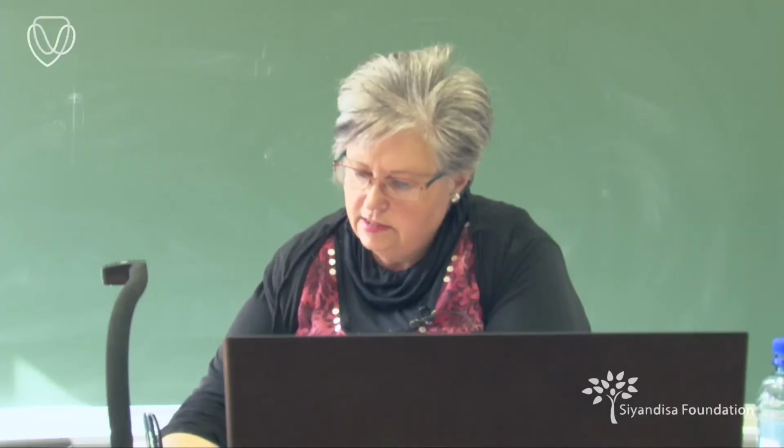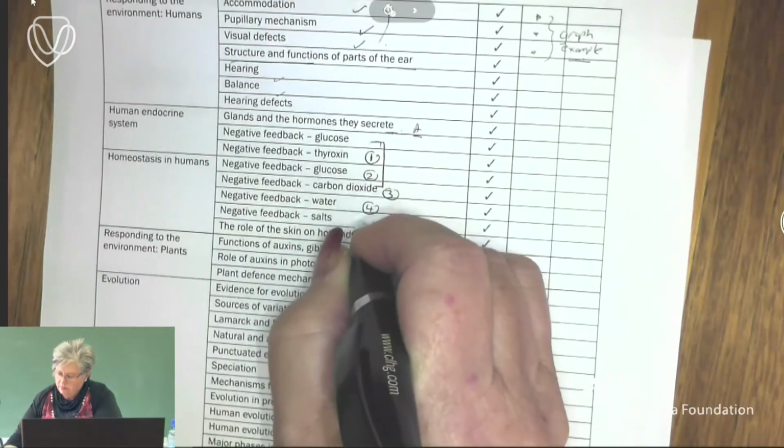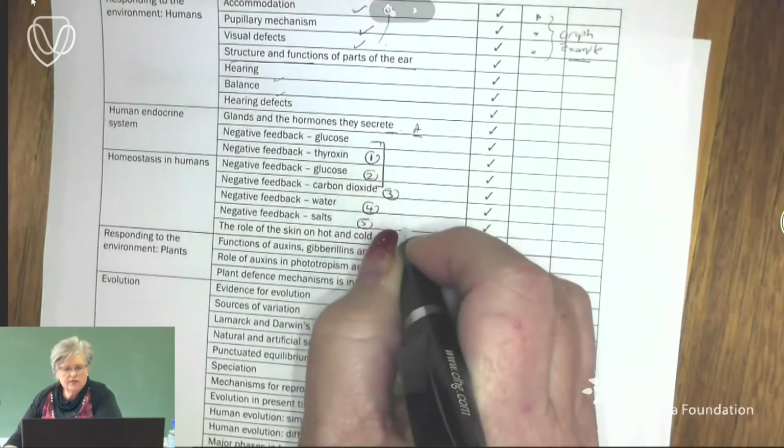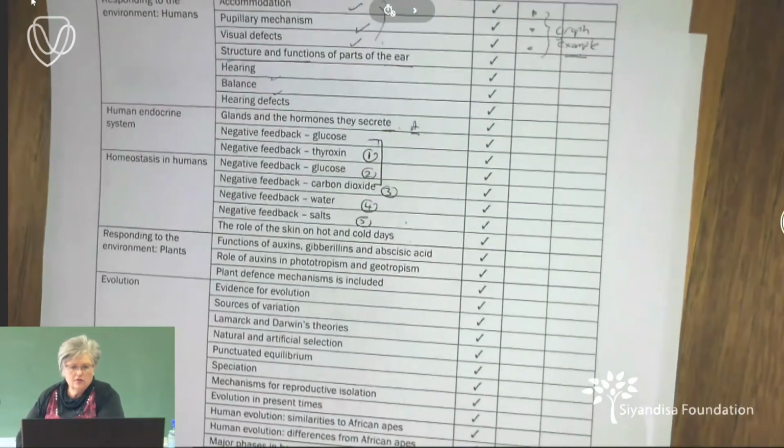Firstly, we must know all the glands and the hormones that they secrete. These will be all our level A questions, the easy questions, recall of content and knowledge, that you must do. Then we do negative feedback, which comes with homeostasis. We can definitely expect to get one negative feedback system. We have thyroxine, glucose, carbon dioxide, water, and salts, so there are 5 negative feedback systems that we must study. And then lastly, the role of the skin.